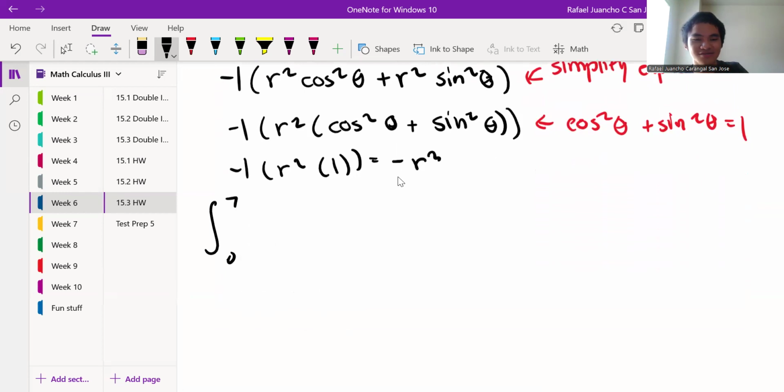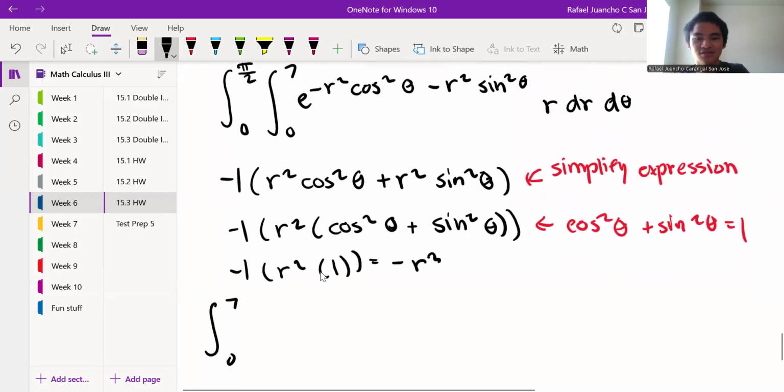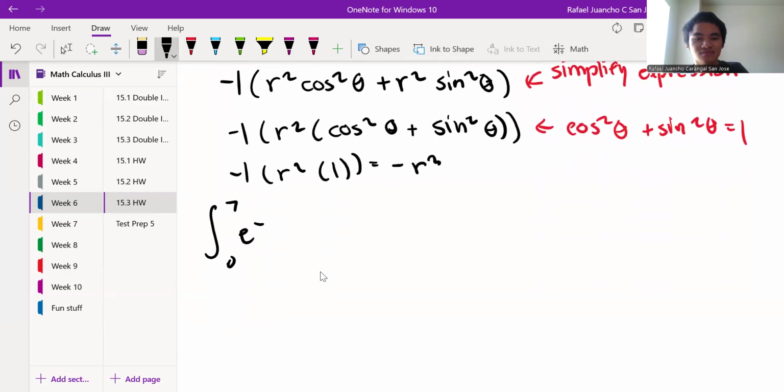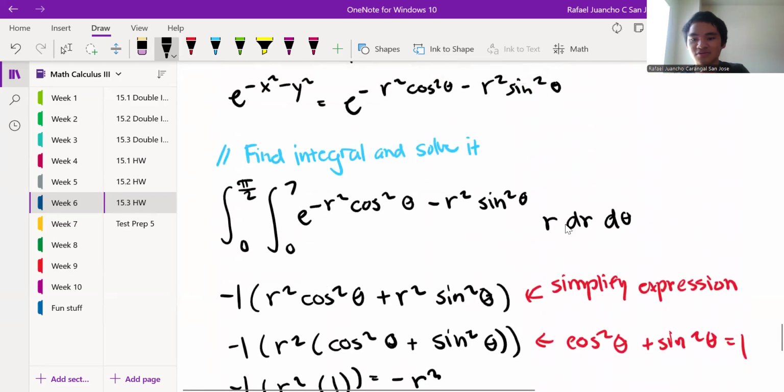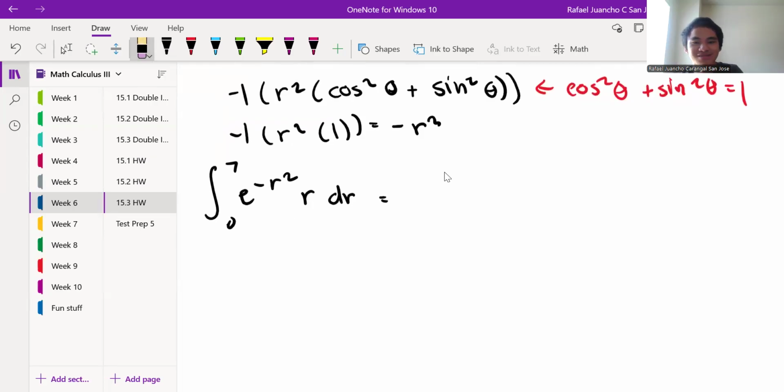Okay, I'm kidding. It shouldn't be that easy. e to the negative r squared. I think there was another r here somewhere. Yeah, there's an r here and a dr. Great. So how do we do this? Well, at the top of my head, I'm thinking of a u sub. Let's just do the u sub.